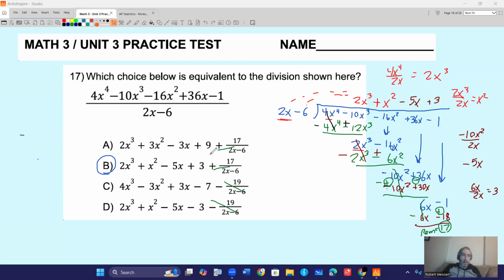So why is it B? Well, look at your numbers here: 2x cubed, x squared, negative 5x, and 3. And your remainder will go over your divisor.